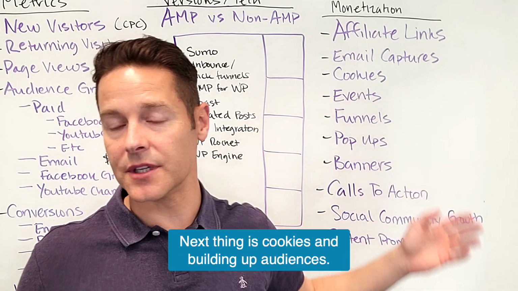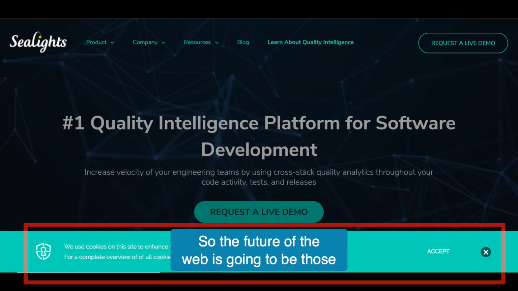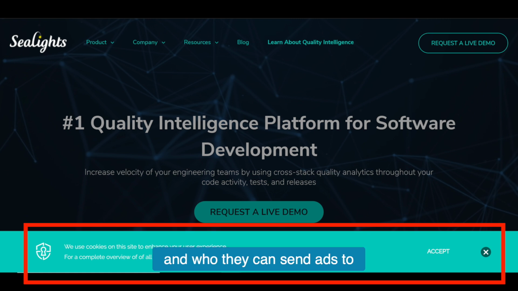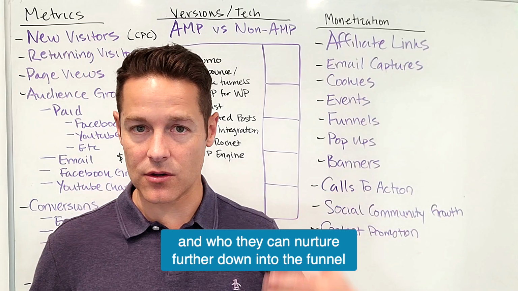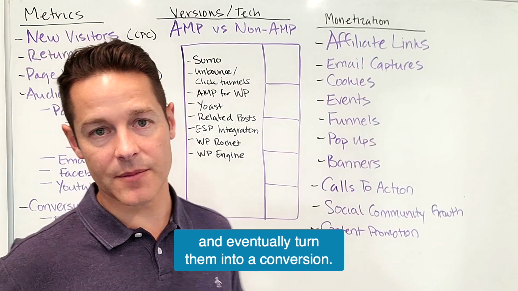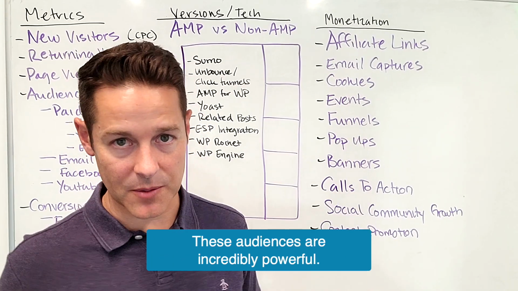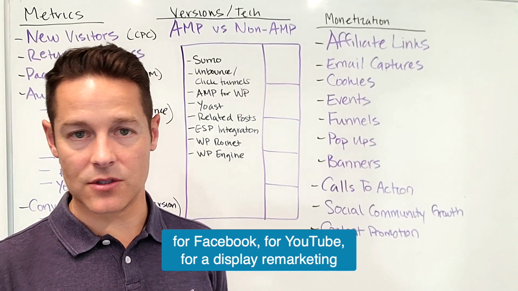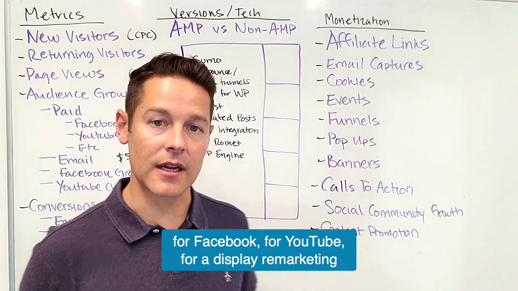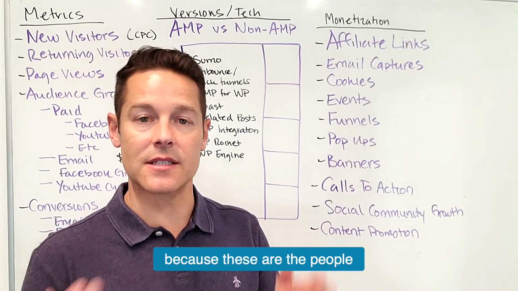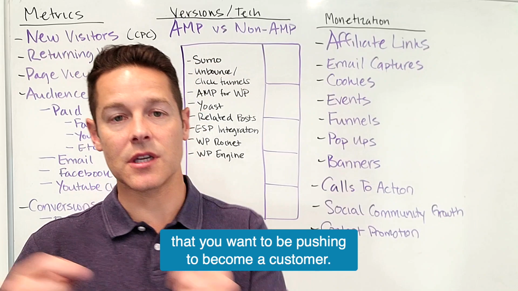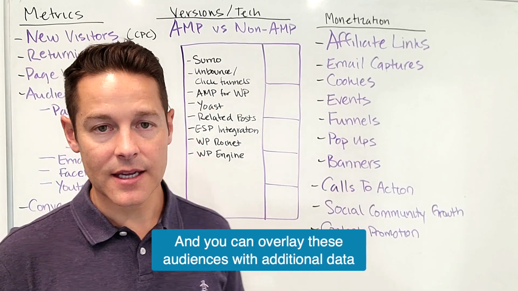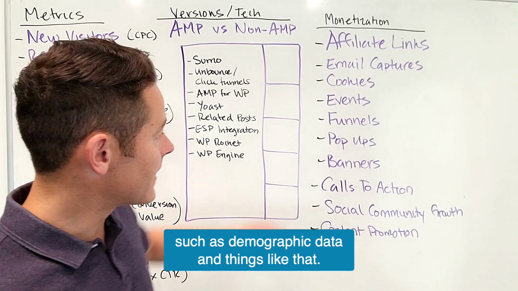Next thing is cookies and building up audiences. So the future of the web is going to be those who have audiences that they can control for paid media and who they can send ads to and who they can nurture further down into the funnel and eventually turn them into a conversion. These audiences are incredibly powerful, so you should be using your blog to build audiences for Facebook, for YouTube, for display remarketing, and all of these different areas that you're advertising, because these are the people that you want to be pushing to become a customer, and you can overlay these audiences with additional data, such as demographic data and things like that.